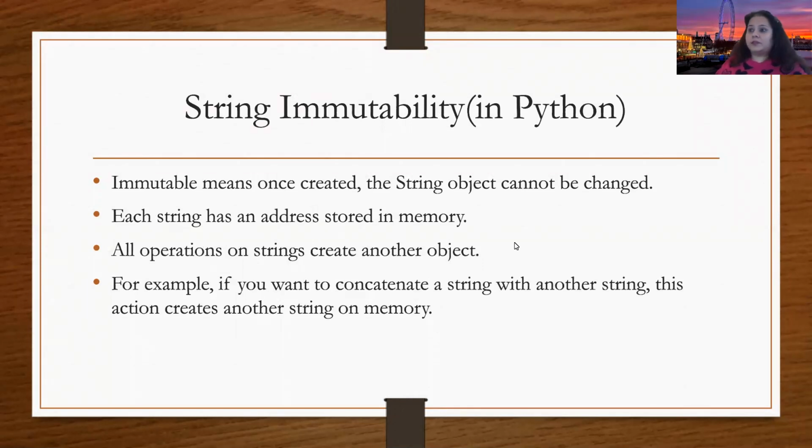Okay, so to look further into immutability, as I mentioned earlier, immutable means once created, the object cannot be changed. Every string has a unique address in the memory, and any operation on a string, concatenation, substring, etc., would create a new object.